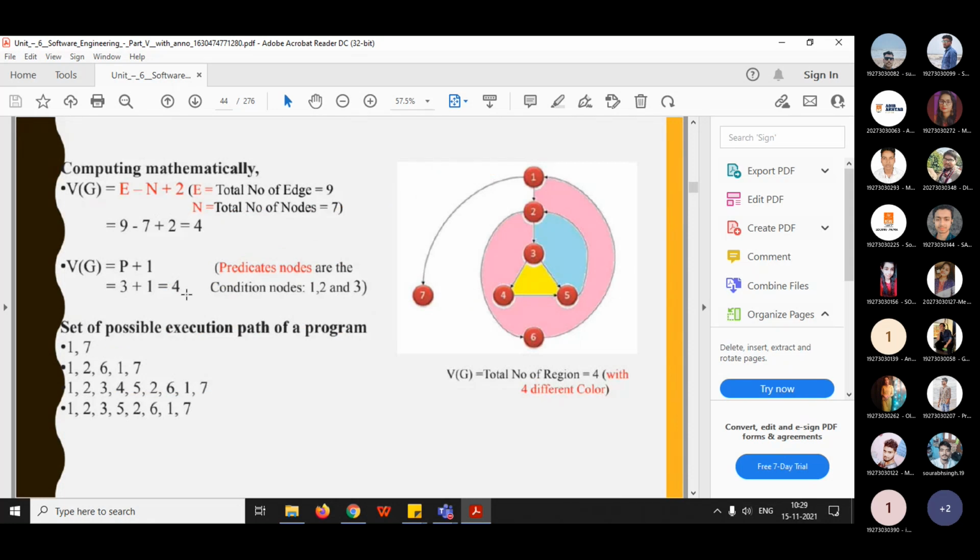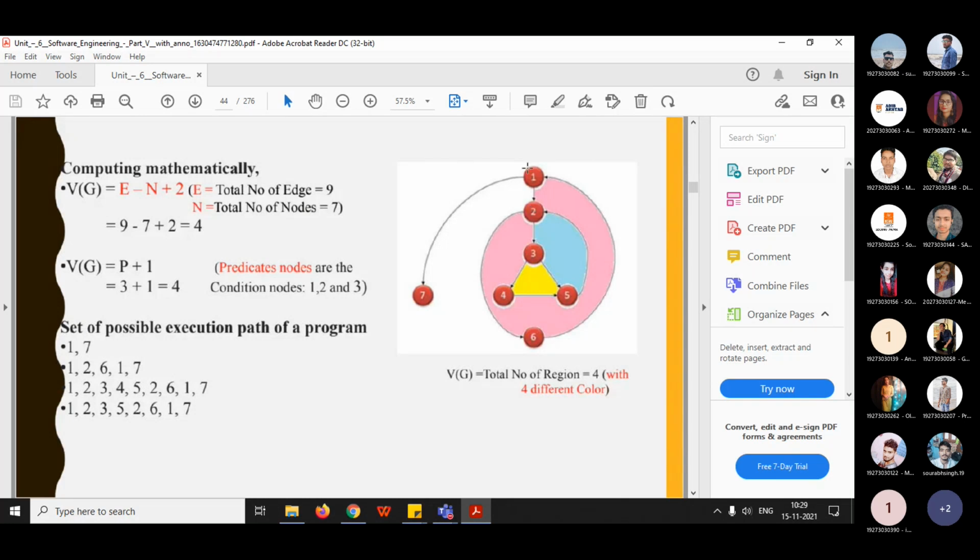So next one is, how many sets of possible execution paths are there in this program. If in the exam they give this kind of question, find the set of possible execution paths, then you need to draw the graph. There is no other choice. So first see how many paths are there. You can calculate the path from the starting node to the ending node.